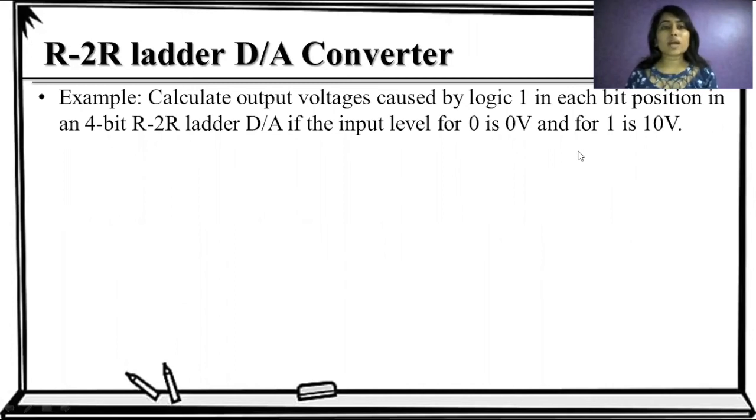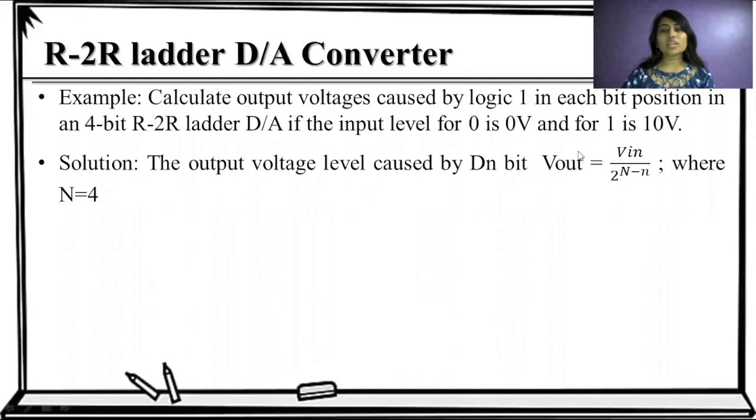So here we have an example. Calculate the output voltage caused by logic 1 in each bit position in a 4-bit R2R ladder D2A if the input level for 0 is 0 volt and for 1 is 10 volt. That means for logic 1 we give the 10 volt equivalent, and for 0 we have 0 voltage. So here we have to calculate individual output voltages for this 4-bit R2R ladder digital to analog converter.